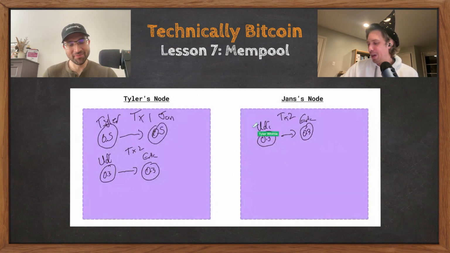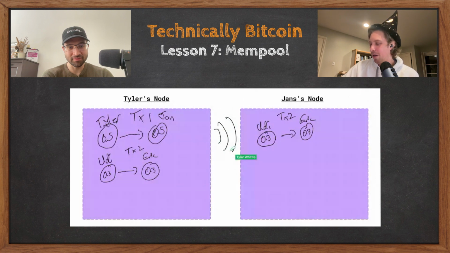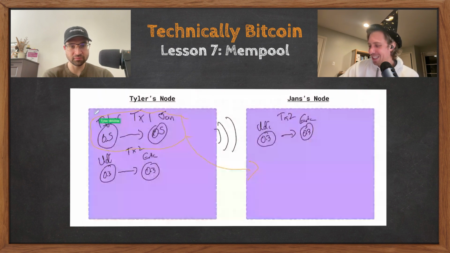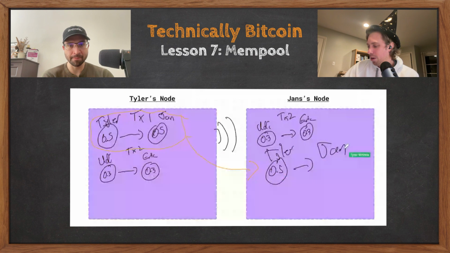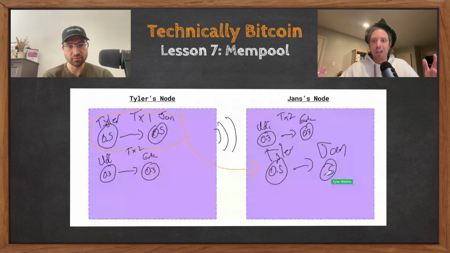And so the way this works is my node will literally be broadcasting this out. It's like the Wi-Fi signal, it's a bat signal over to Jan's node because we're connected now. And what will actually happen is this transaction that you see here is going to get packaged up and sent over here. We've taken this transaction and now your node knows that I'm sending 0.5 over to you. And so this is how the Bitcoin network actually works. And this is how the mempool works.